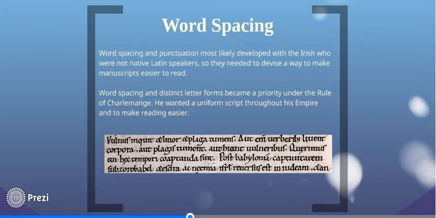Word spacing and distinct letter forms were also a priority under the rule of Charlemagne. He wanted a uniform script throughout the empire and to make manuscripts more legible. Here in this example, you can see with the spacing, it is very easy to distinguish one word from the next.